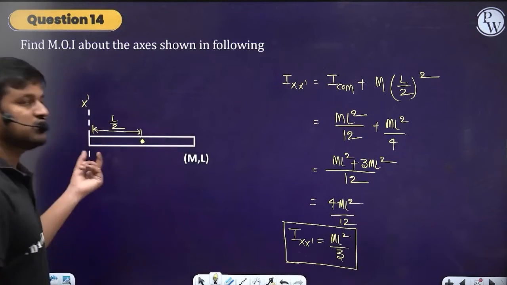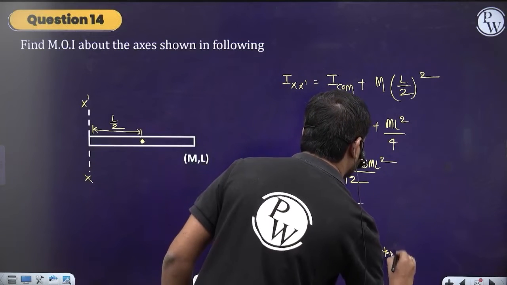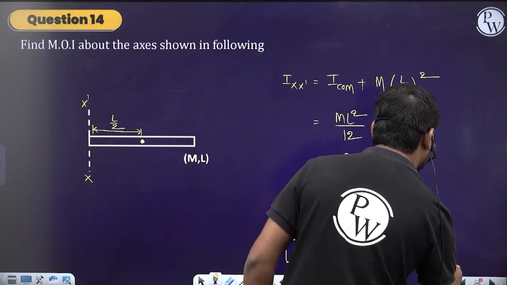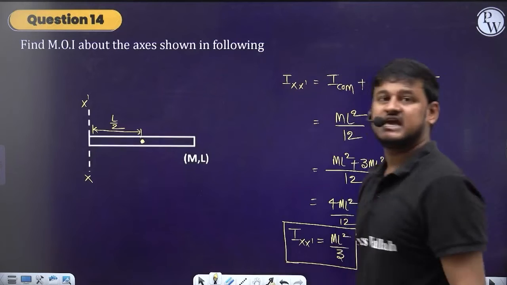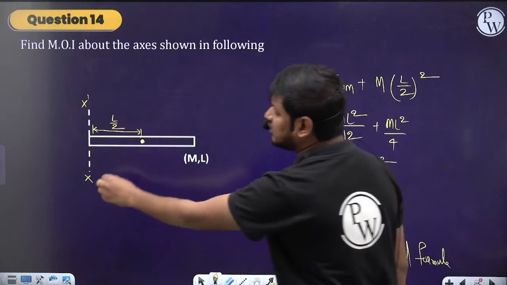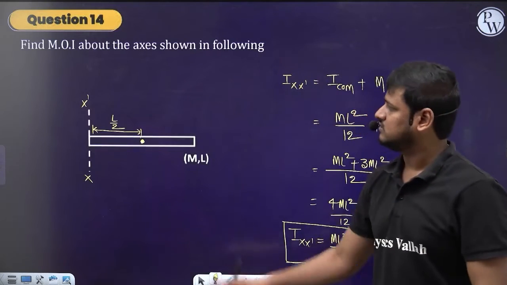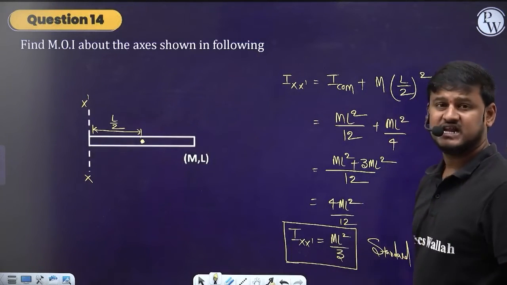This also you remember as a standard result, a standard formula. That means for a uniform rod of length l and mass m, the moment of inertia about its center of mass is m l square by 12, and the moment of inertia about one of its ends is equal to m l square by 3. Clear, guys?